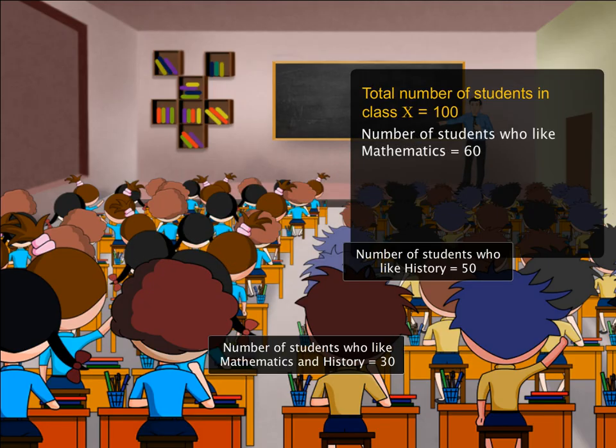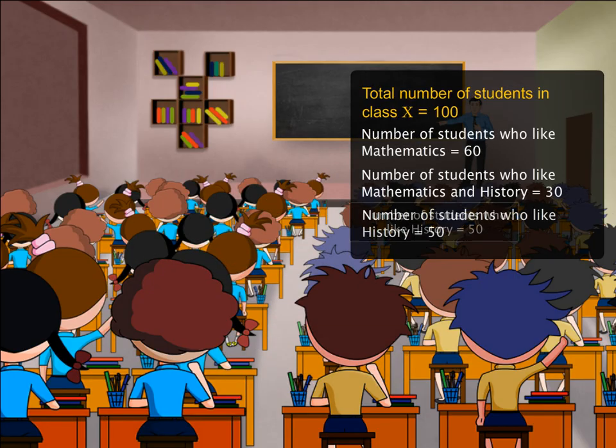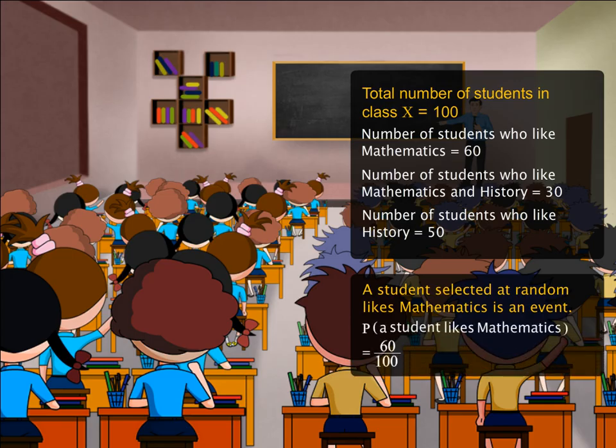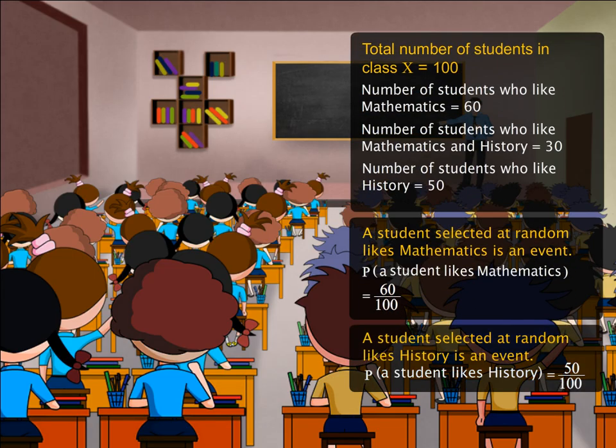Let us talk in the language of probability. What is the probability that a selected random student likes math? A student selected at random likes mathematics is an event. The probability of that event will be 60 upon 100. Similarly, a student selected at random likes history is also an event, the probability of which will be 50 upon 100.